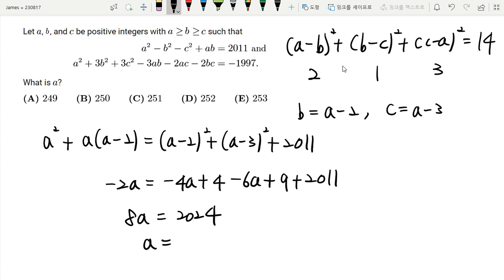What's the quotient when 2024 is divided by 8? Okay. 228. You can choose one of these from the choices. So multiply 8 to each, and one of them will be 2024. Yep.